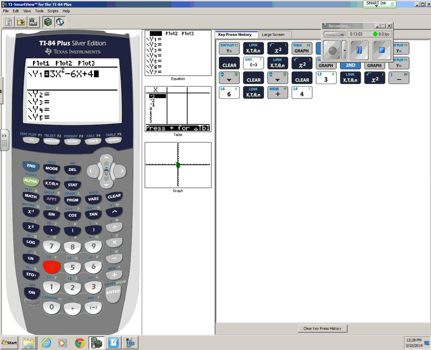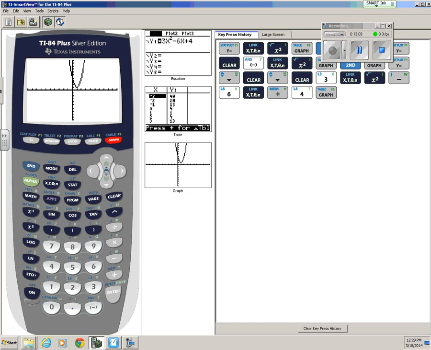Let's take a look at this graph. There it is. It's a min. We've got to find the vertex. The vertex is, for sure, right here. It looks like, I'm not positive, it looks like it's 1, 1. I'm going to confirm it with the table of values.